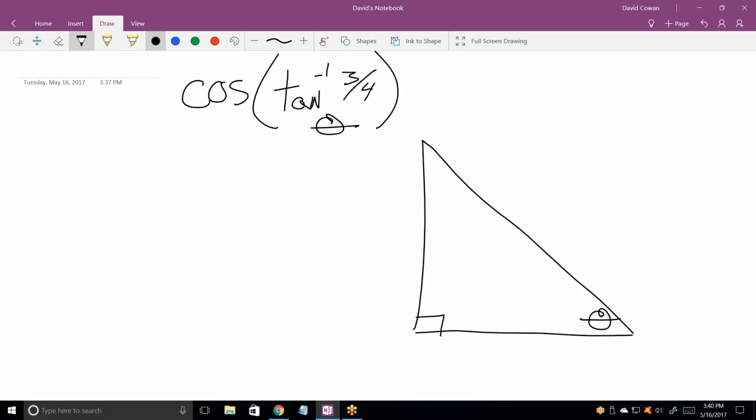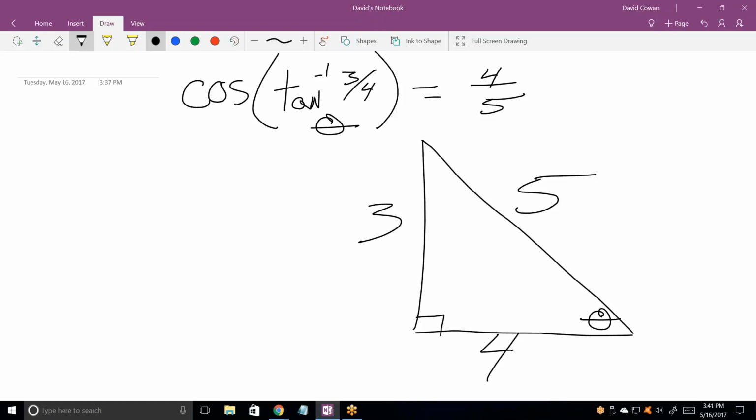What part of that triangle can you dimension? The opposite and the adjacent side, which makes the hypotenuse 5. You can use the Pythagorean theorem to calculate that. And now what's the cosine of theta? The cosine is 4/5. That's the easy way to do it. That's all you have to do.